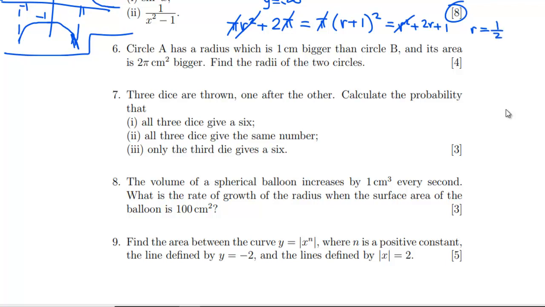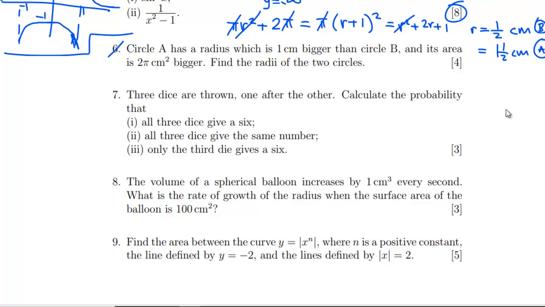So that is the smaller, it's 1/2 centimetre. That's the smaller one, that's for B. So for A, it's 1 centimetre more, which is 1.5 centimetres for circle A. Okay, that was fine. And we have made up a bit of space.